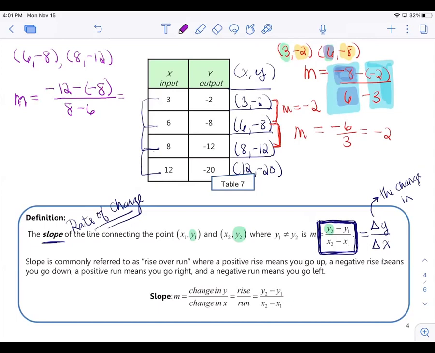Okay, so I get -12 plus 8, so that's -4. And then 8 minus 6 is 2. So do I get -2 again? Check my work. Looks like I do, right? So let me just move this a little bit over. I'll rewrite that. So we found this slope also to be -2. Now we have to do the next 2.